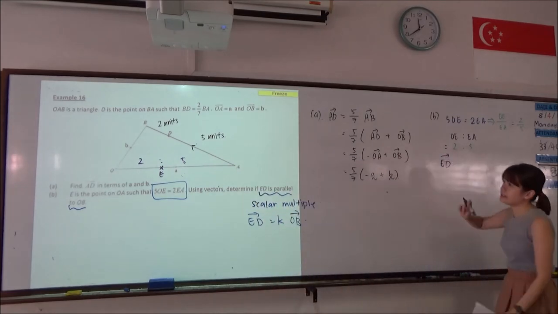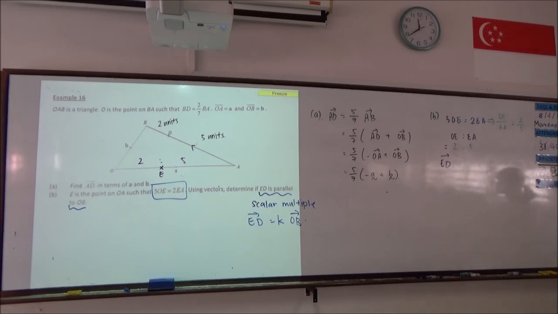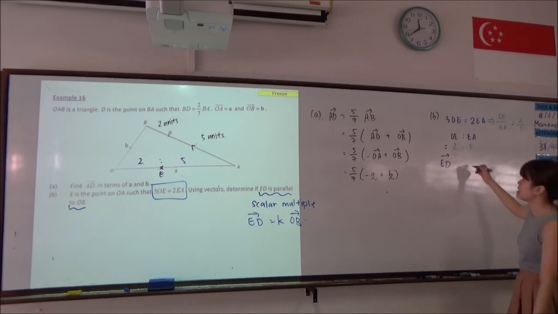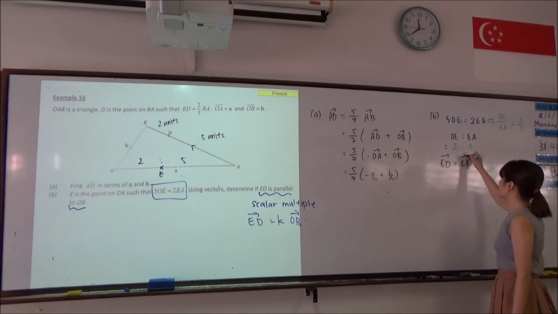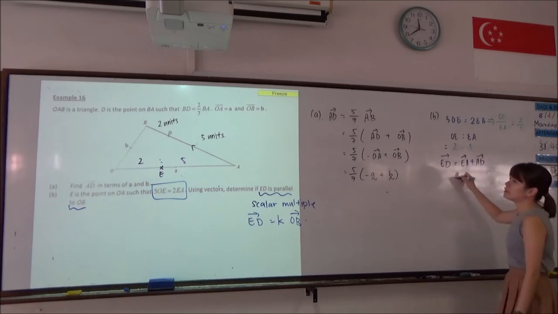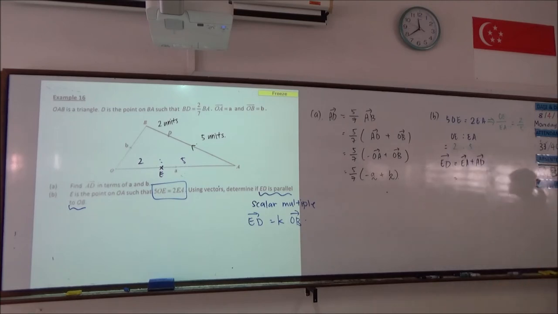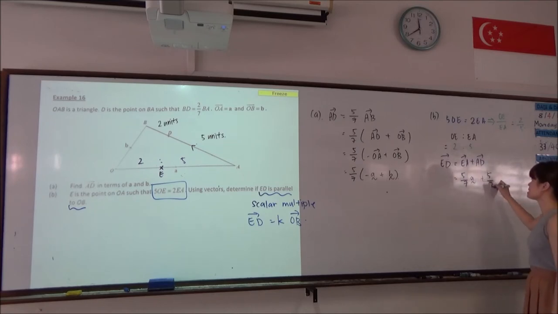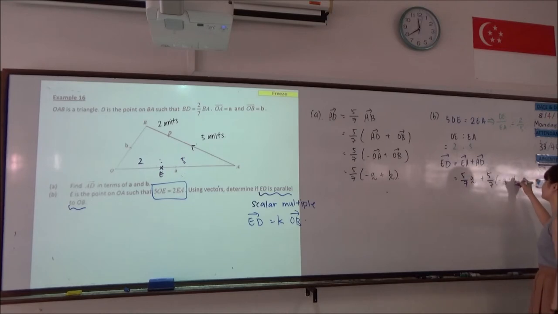How do we find ED? Use the AD plus the EA. Use EA plus AD, is it? Okay, and what is EA? 5 over 7 of what? A. And AD, we have already found in part A, that will be 5 over 7 of negative A plus B.